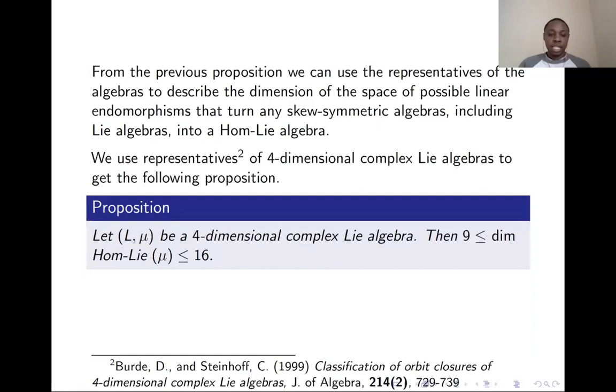So this has recently also helped in trying to understand the four-dimensional Hom-Lie algebras, because as we have seen before, not all skew symmetric algebras are Hom-Lie algebras in four dimensions. So we are prompted to look at these representatives of four-dimensional complex Lie algebras. They exist in the literature, like in this work here. So it was easy to pick all the classes and the representatives and try to find alpha that converts them into a Hom-Lie algebra and look at the dimension of such alpha. So we find this proposition that if you start with a four-dimensional complex Lie algebra, then the dimension of the space of such alphas is bounded below at 9 and achieves the maximum possible 16.